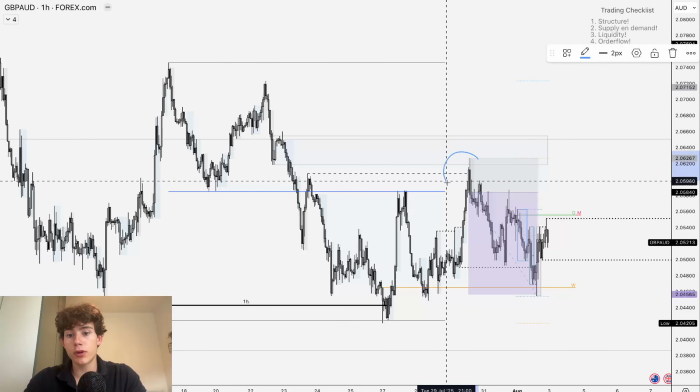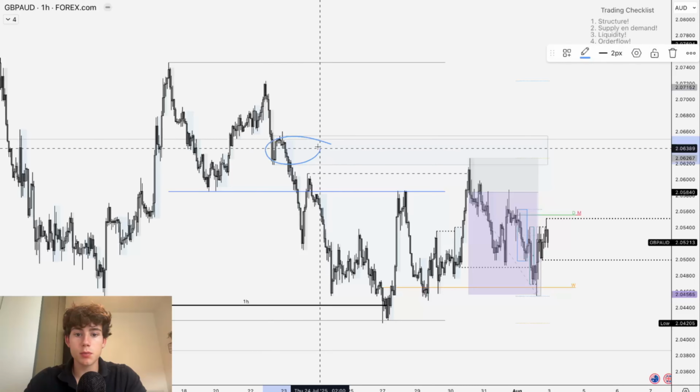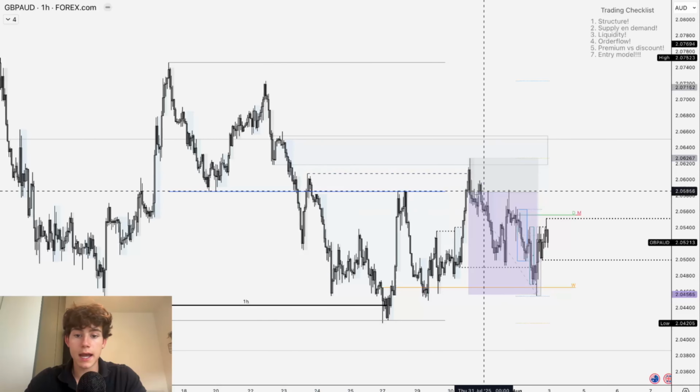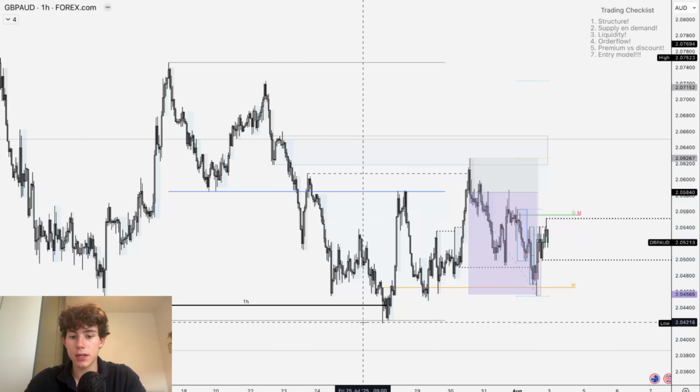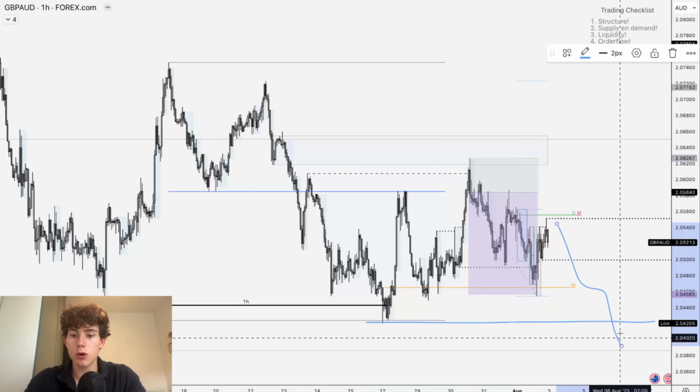Then my alert got triggered right over here. It tapped this supply. It took liquidity above this high. And then what could we expect after tapping premium prices? Well, then we could expect to trade down lower and make a new swing low, trading underneath this low.